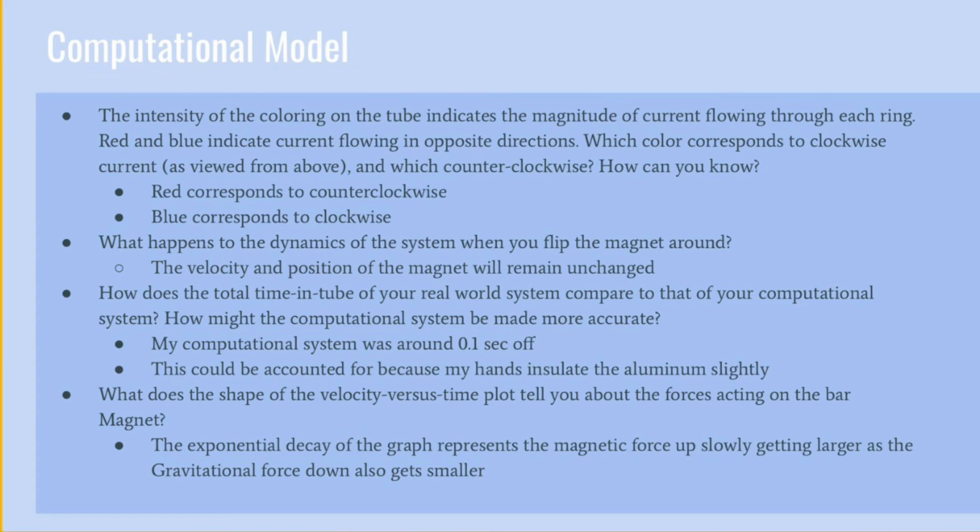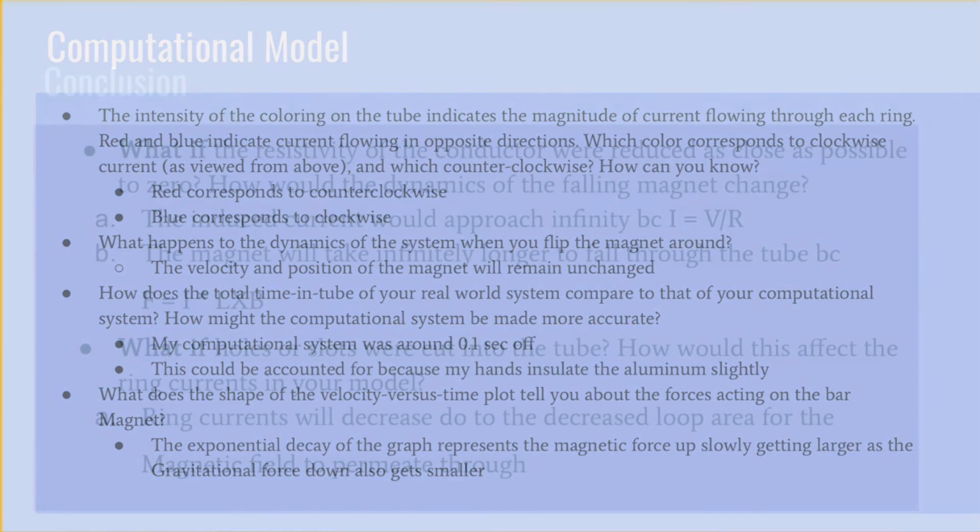If I were to flip the magnet around, the velocity and position of the magnet would remain unchanged. And in comparison to our experimental system, the computational system was around 0.1 seconds off, as previously mentioned, and this could be accounted for because my hands might have insulated the aluminum slightly to make it go faster through the tube. To account for this in the computational model, we could have added additional forces against it. The shape of the velocity versus time plot, the exponential decay, represents the magnetic force up slowly getting larger as the gravitational force down also gets smaller.